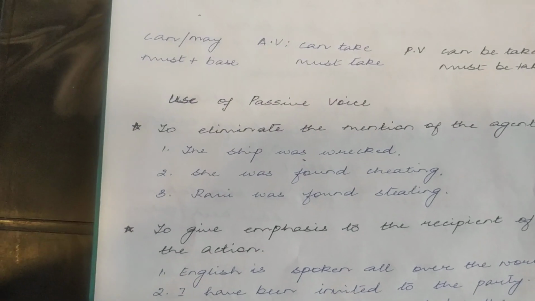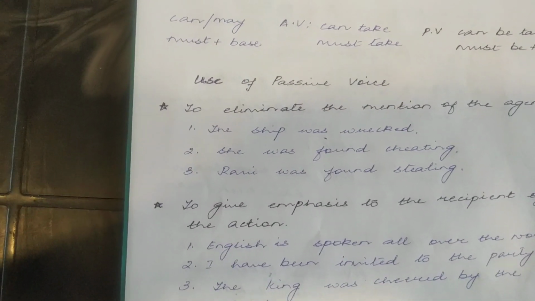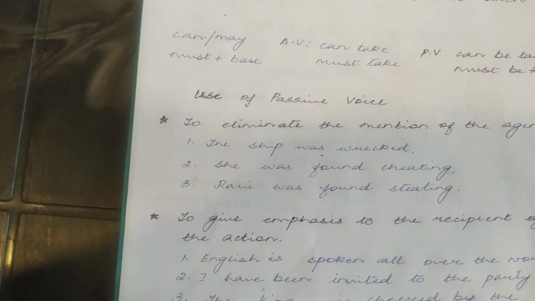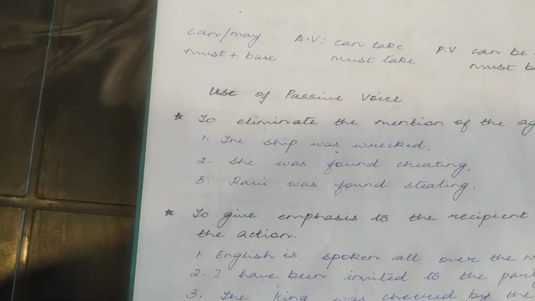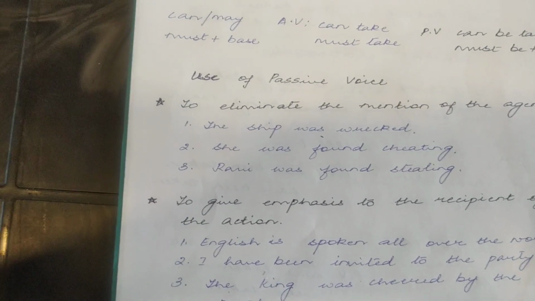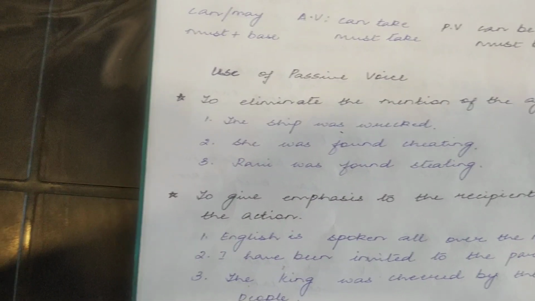In a few cases, we use the passive to eliminate the mention of an agent, that is, there is no mention of the person or the agent. The ship was wrecked. She was found cheating. Ravi was found stealing.